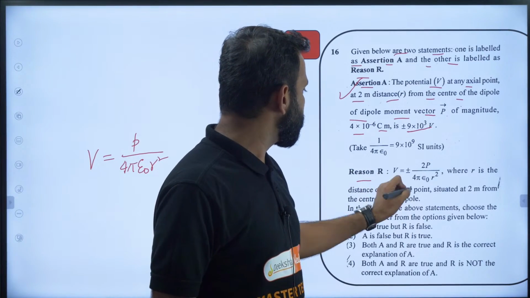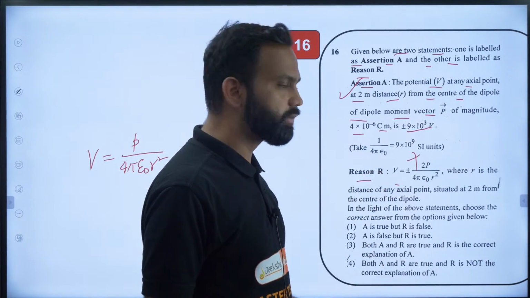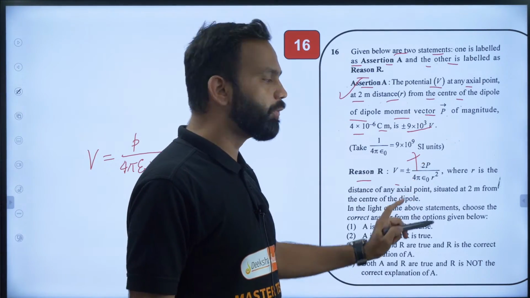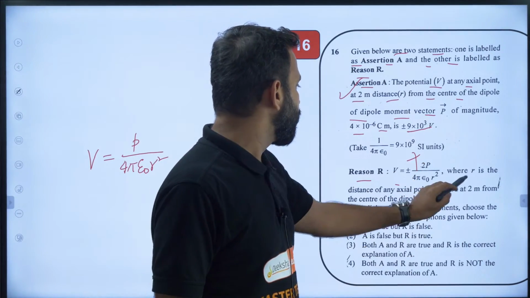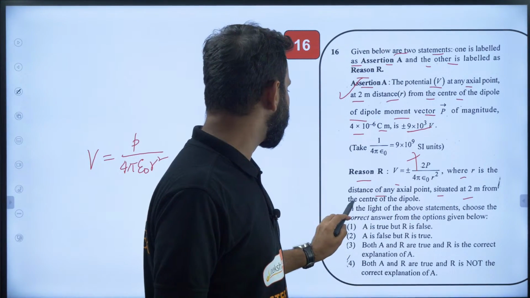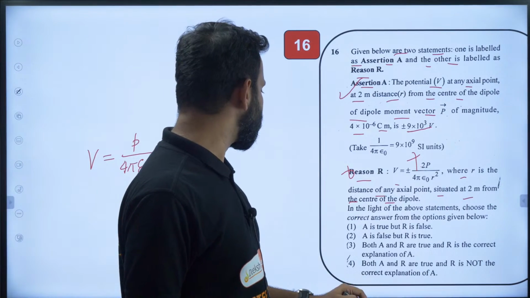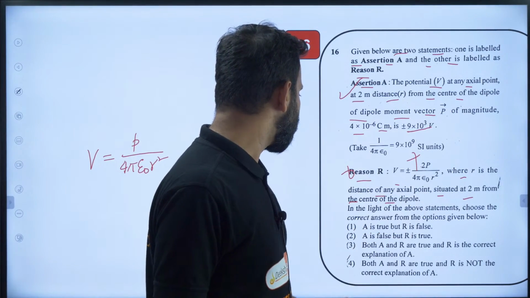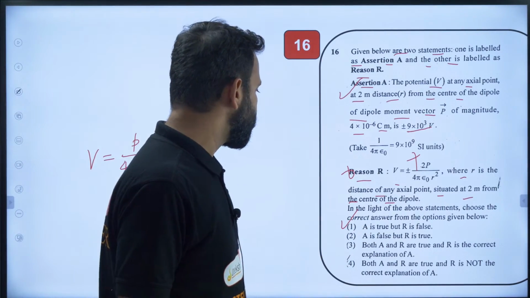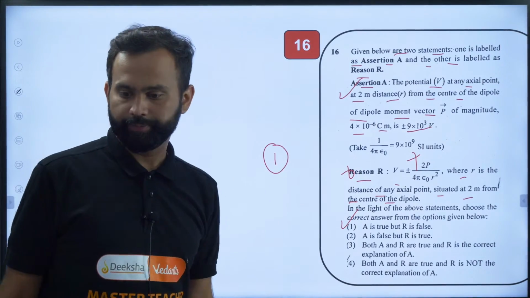Reason: V equal to plus or minus 2P divided by 4 pi epsilon naught r square. Anyway, this one is wrong, right? Actually, this has to be P divided by 4 pi epsilon naught r square, where r is the distance of any axial point situated at 2 meter from the center of the dipole. Anyway, reason is wrong, assertion is correct. A is true, but R is false. The first option is correct.